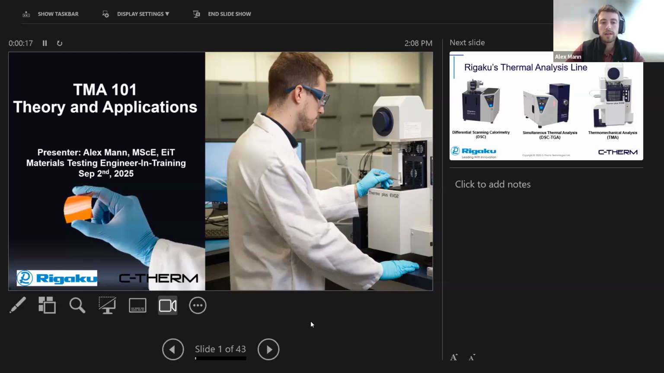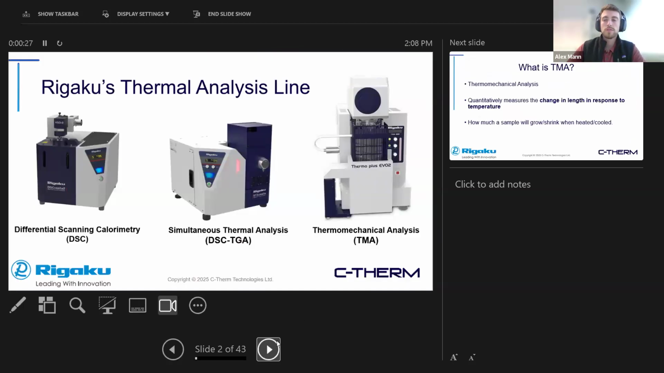As I already mentioned, my name is Alex, and I work in the lab at C-Therm as well as subject matter expert with the Rigaku products. So C-Therm is the North American distributor for the Rigaku line, which includes their thermal analysis lineup of differential scanning calorimetry, DSC, our simultaneous thermal analysis, our DSC TGA, as well as what we'll be focusing on today, the TMA. Now, all these methods are semi-related and really pair well together, but unfortunately today we're just going to go over the TMA.